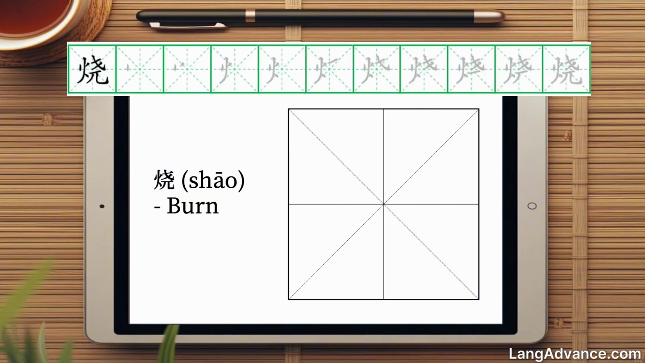When we want to turn it into a radical, as you can see, the 火 shrinks into a mini size. Let's see how we write that.